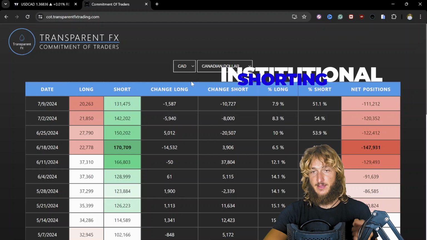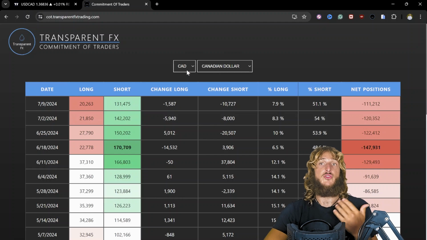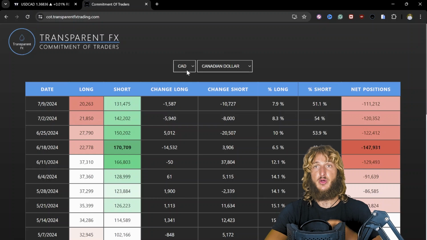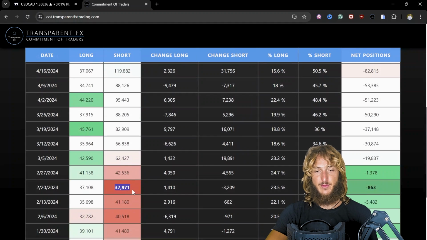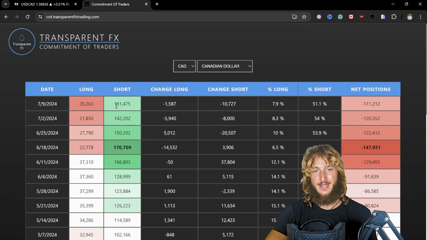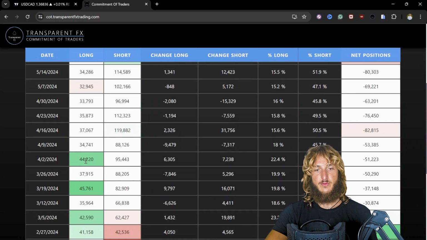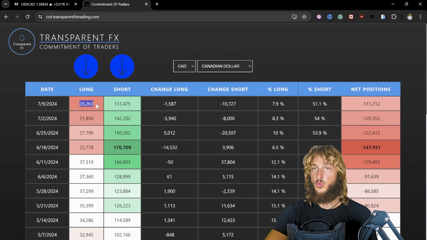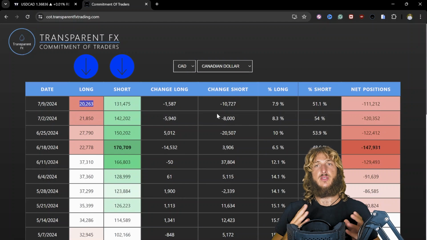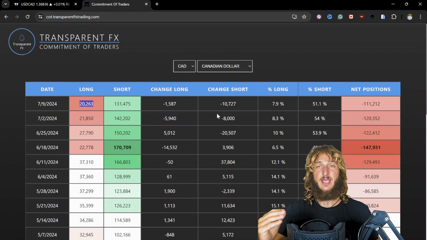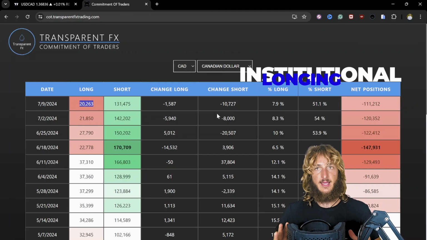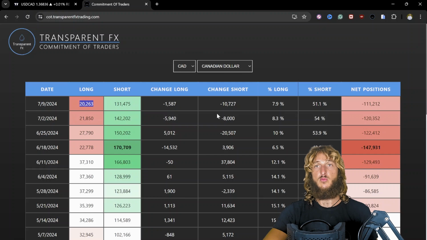bearish side of the CAD, meaning to the bullish side of USDCAD, because every currency on the spot is traded against the USD. And if institutions are shorting the CAD, they are essentially longing USDCAD. And they went, in fact, from having 37.9K shorts on the CAD all the way up to having 131K shorts on the CAD. And we went from having 44K longs down to 20K longs. So clearly institutions have been moving to the bearish side of the CAD, therefore to the bullish side of USDCAD. So let's keep that in mind and move back to the chart.